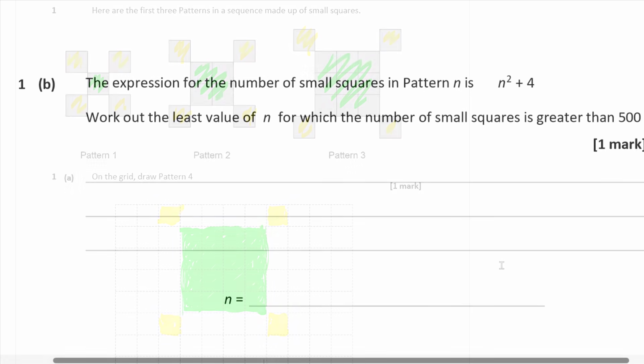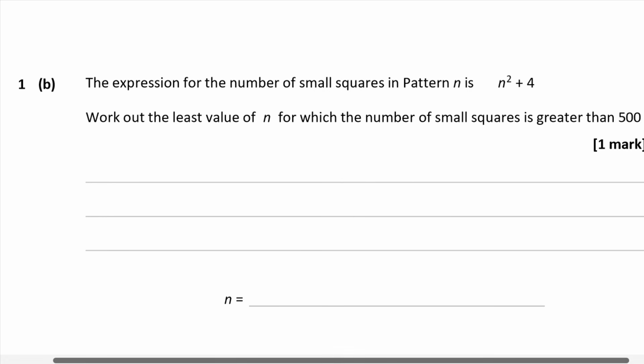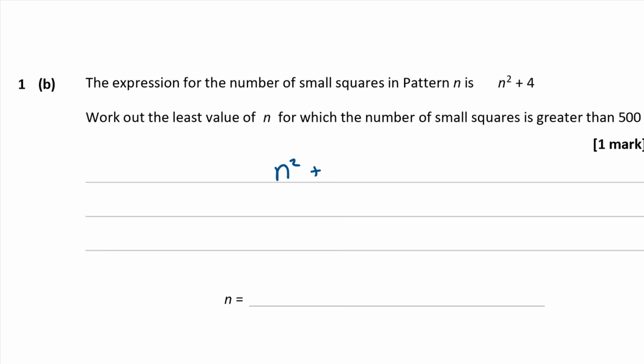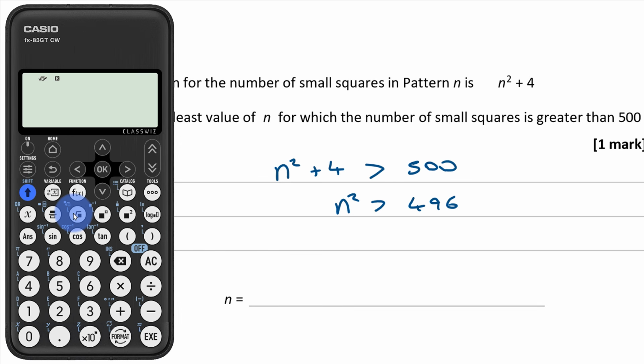Okay, so that's it. Part B says the expression for the number of small squares in pattern n is n squared plus 4. So we saw that it was a square plus the 4 little corners. Work out the least value of n for which the number of small squares is greater than 500. So what we want then is n squared plus 4 being greater than 500, don't we? That's what we want. Taking 4 away from both sides, I'm going to get n squared is greater than 496. So what is the square root of 496?